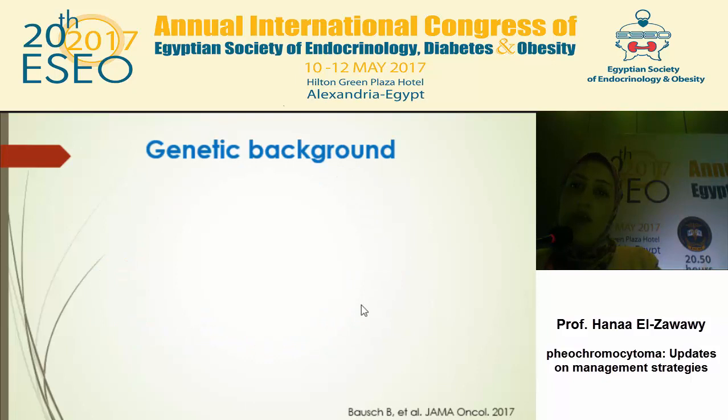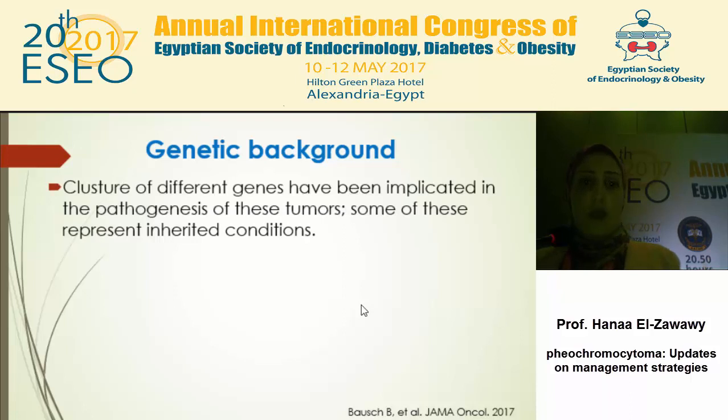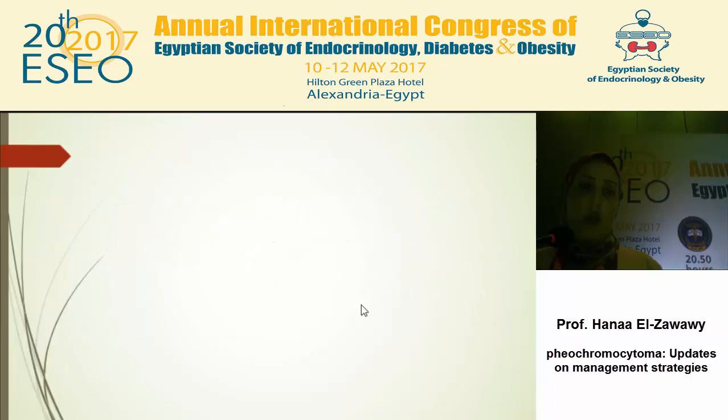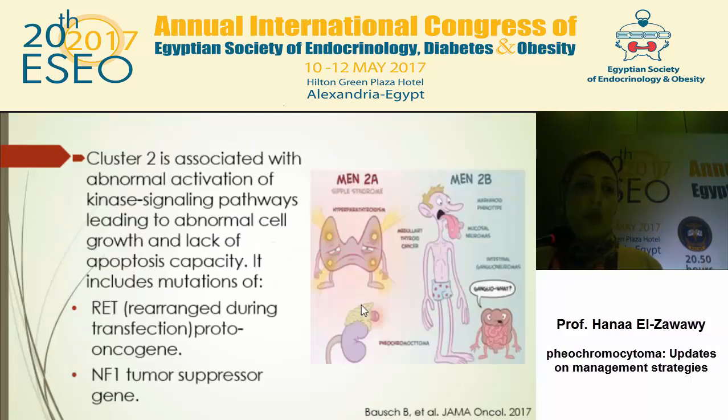Several susceptibility genes have been found to play a central role in the etiology of pheochromocytoma, and a cluster of different genes have been implicated in the pathogenesis. Cluster 1 is associated with abnormal hypoxia-inducible factor activation and overexpression of angiogenic factors. It includes mutations of the von Hippel-Lindau tumor suppressor gene and succinate dehydrogenase subunits B and D gene mutations. Cluster 2 is associated with abnormal activation of kinase signaling pathways, leading to abnormal cell growth and lack of apoptosis. It includes mutations in the RET proto-oncogene associated with multiple endocrine neoplasia and the neurofibromatosis type 1 tumor suppressor gene.